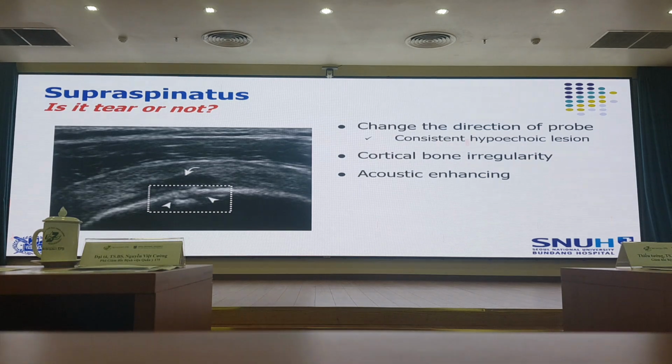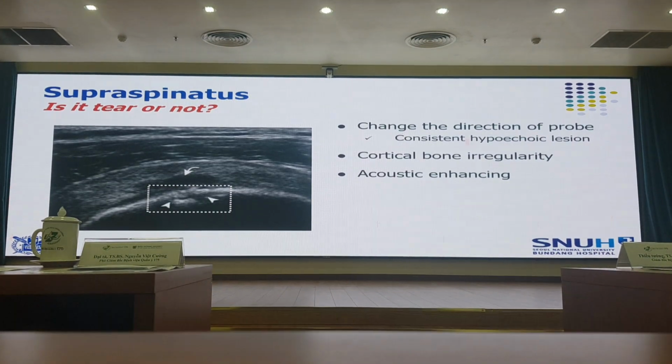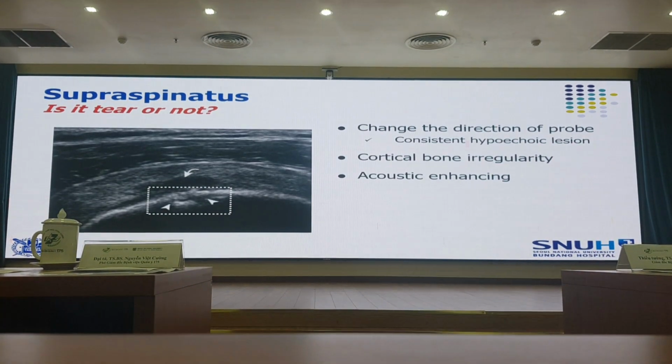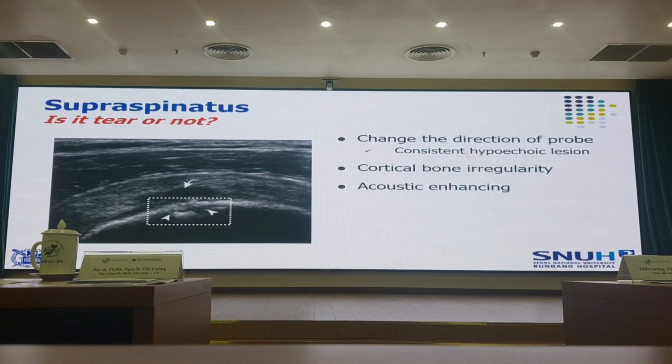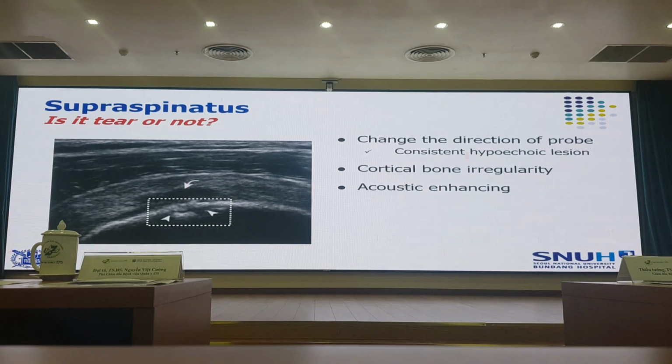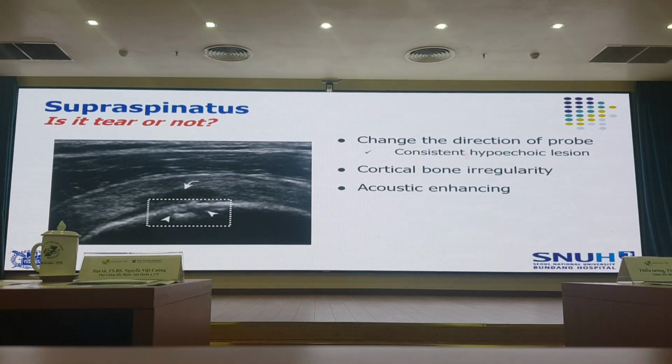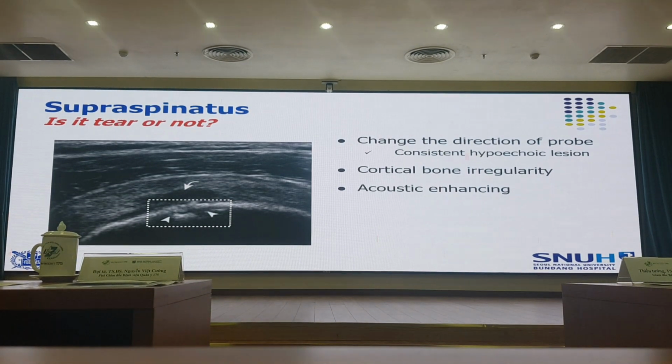So another one is acoustic enhancing. As I said that when the supraspinatus tendon is torn, there is void space collected with the fluid, and in the cases the fluid is enhancing the penetration of the ultrasound, and you can see the more deep penetrated tissue in the ultrasound than usual cases.